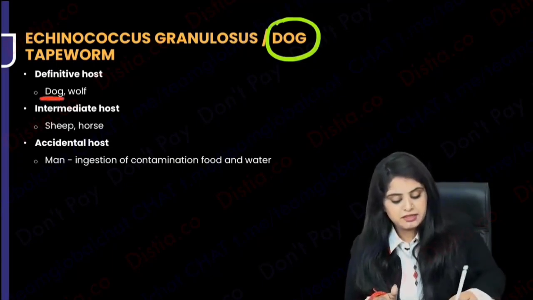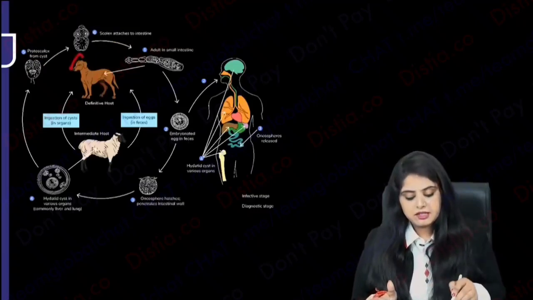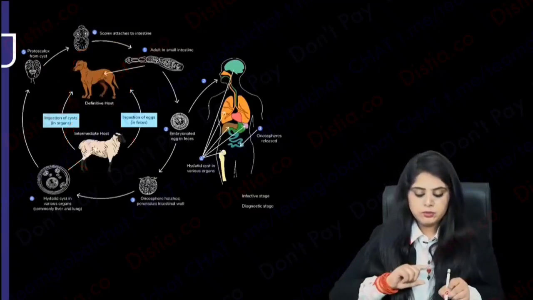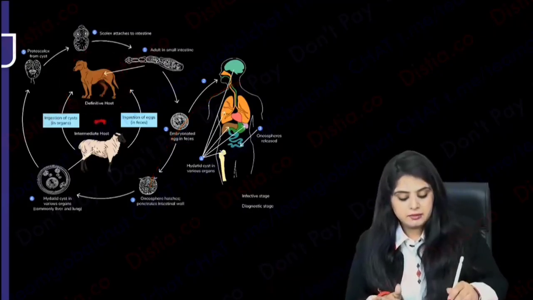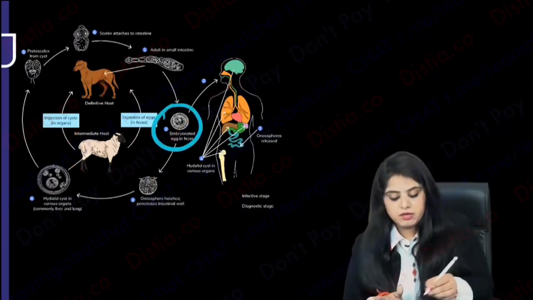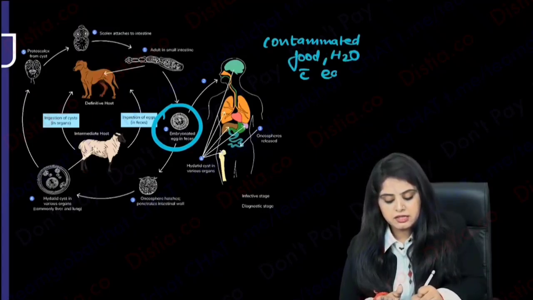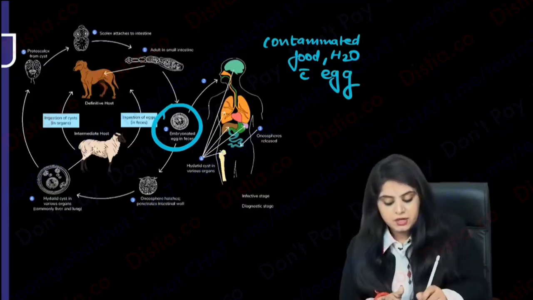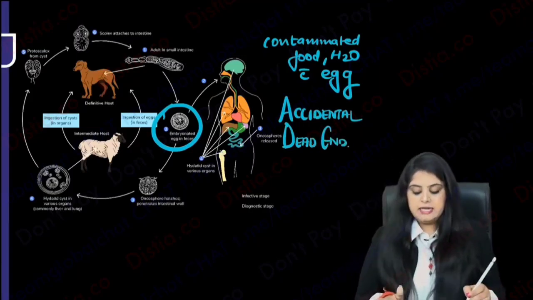So if you look at the life cycle, this is the easiest to pick up. I'll tell you why. Look at the life cycle. Primarily the life cycle is going between dog and sheep. Dog and sheep. Human is completely on the side as an accidental host. So the definitive host is going to be the dog, the intermediate host is going to be the sheep, and by chance if we end up having some contaminated food and water with some eggs, that is going to result in human involvement. But like I said, not only are we accidental, we are also dead end hosts.